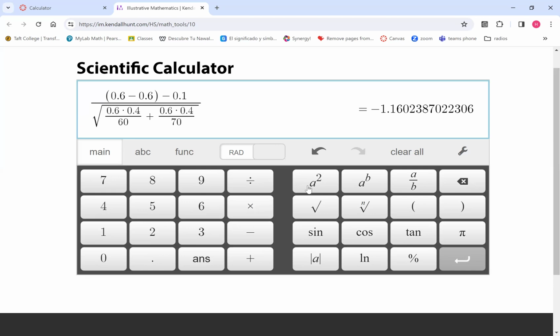I typed everything. The cool thing is, look, my calculator works everything out. Nice. So my test statistic is negative 1.16.